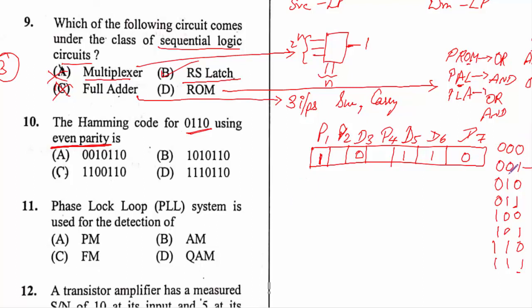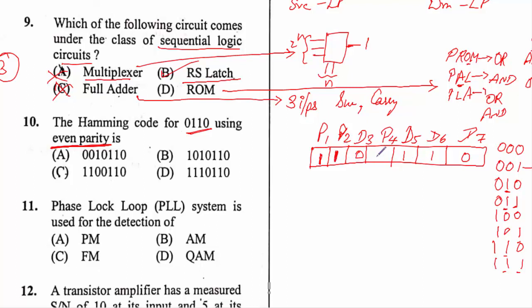Let us talk about P2. In the case of P2, you have to go for 2, 3, 6, 7 places. So third place, sixth place and seventh place, you are getting again an odd number of ones. So you have to make it high.